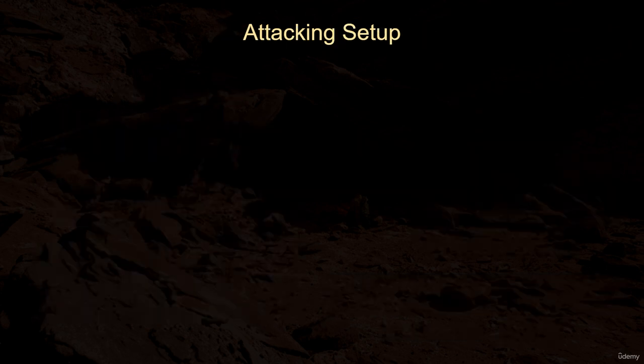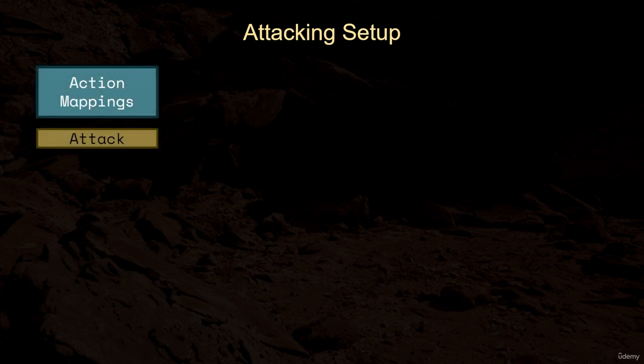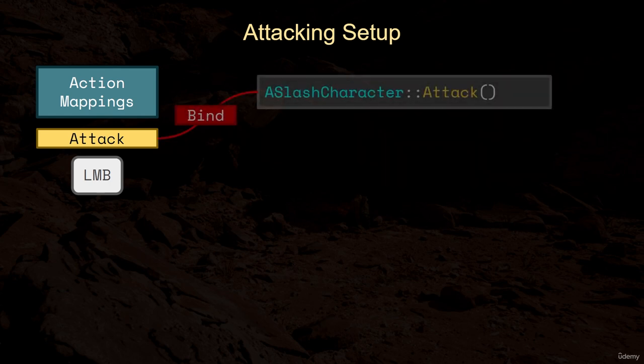In order to set up attacking for our character, we'll need a few things. For one, we should go into our action mappings and create a new action mapping for attacking. We can link this up to a type of input, such as the left mouse button. If we're going to make an action mapping, that means we'll need a callback, such as an attack function, and we can bind that to our attack action mapping. This means that when we click the left mouse button, our attack function will be called.